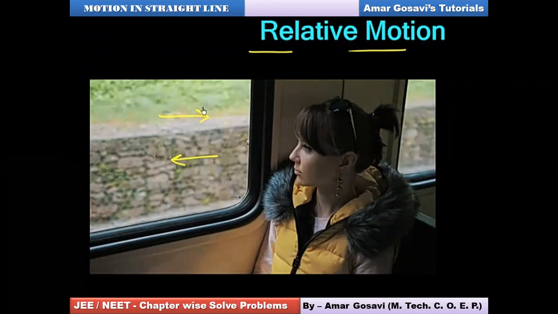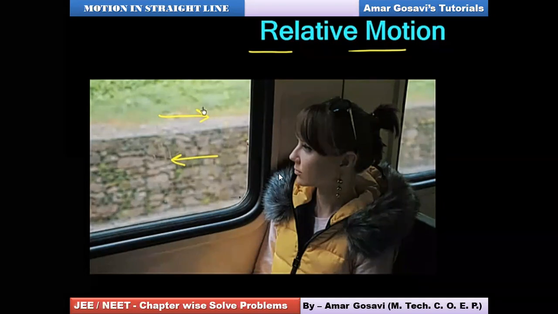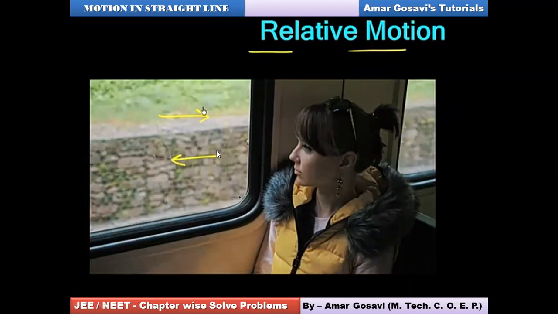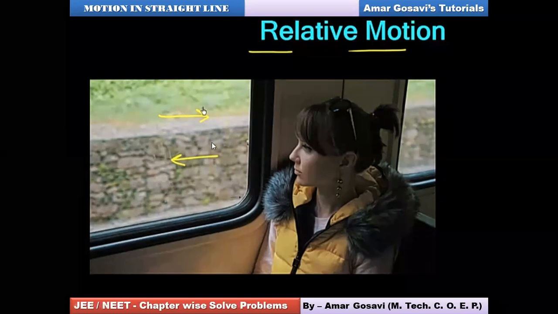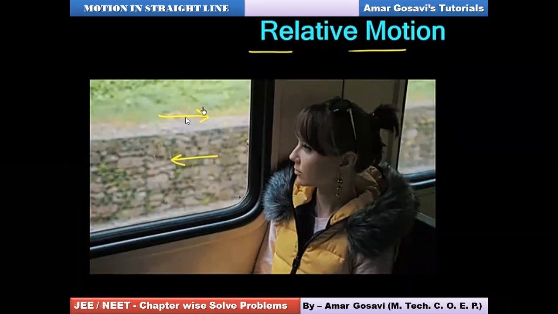Say, for example, a person is traveling in a train. You can see the person is moving forward with some velocity. Whatever the velocity of that person is, it is with respect to the train. Say, for example, whatever the velocity of the train would be, the same velocity would be for the person who is traveling in that train. But when the same person looks outside the window, he or she feels the compound wall moving backward with some velocity. So this type of motion we call relative motion.